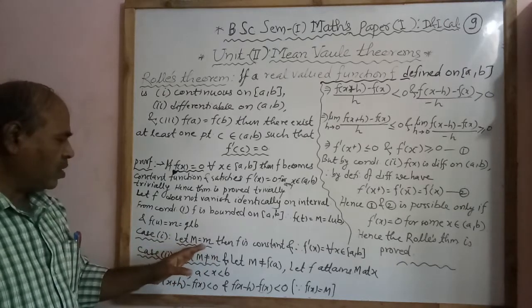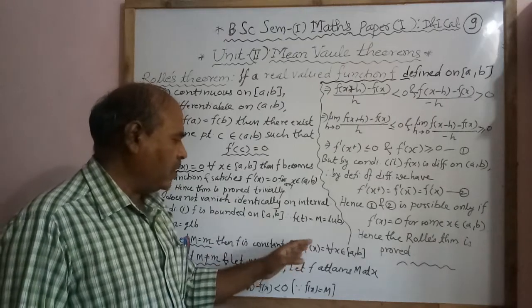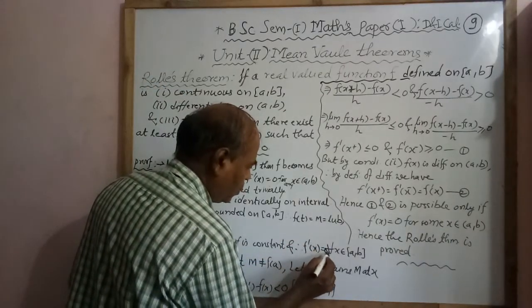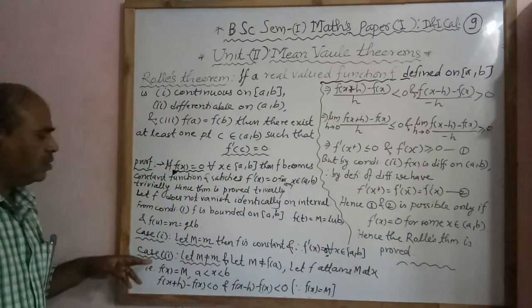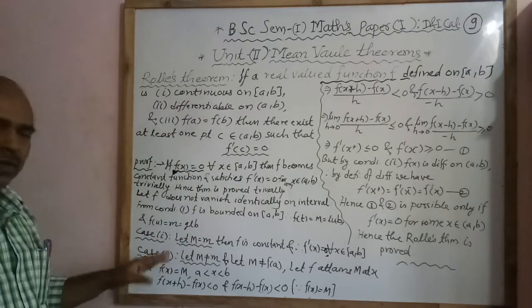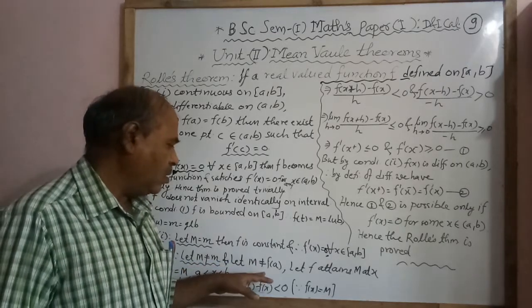First case, let M equal m, then f is a constant function and we have f'(x) equal to 0 for every x belonging to the interval (a, b). Therefore, the theorem is true for this case. Then we consider case number 2. Let M is not equal to m and let M is not equal to f(a).